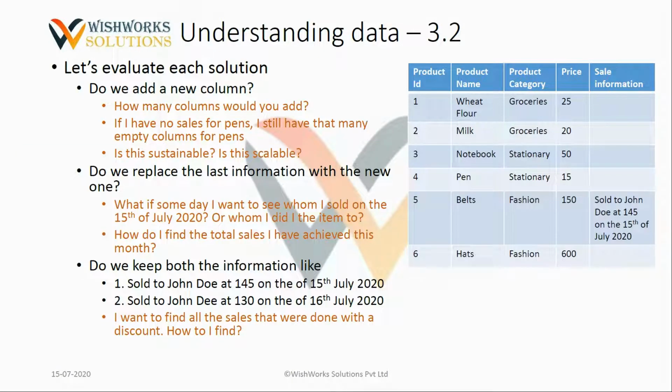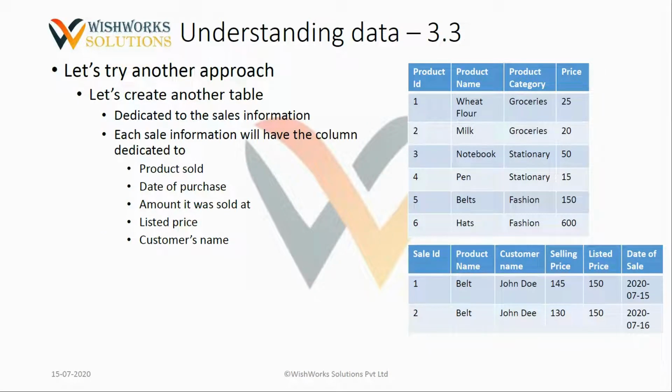What's the alternate that we have? The alternate is that we add another table, and in that table we mention only the sale information, nothing else. Here, in this table I'll have something called a sale ID. I'll have product name, customer name, selling price, listed price, date. So if you look at it, if somebody tells me at the end of the month, tell me how many belts have been sold, I can simply see the column product name called belts, and then I count them. What is the total price it was sold at? I'll simply add the selling price, and then show it. What's the total discount that has been given?